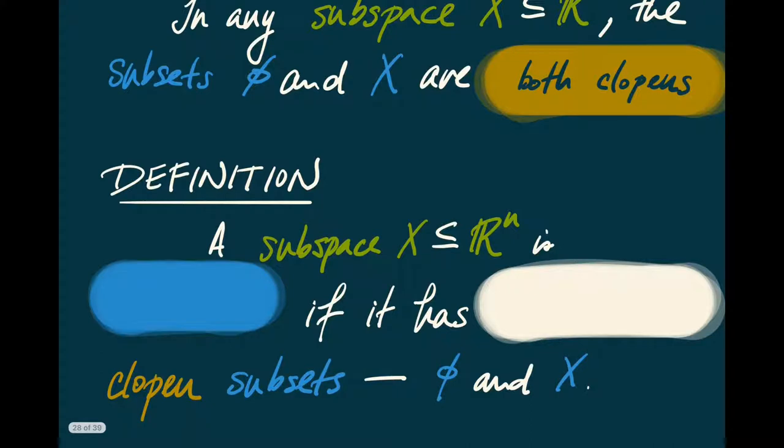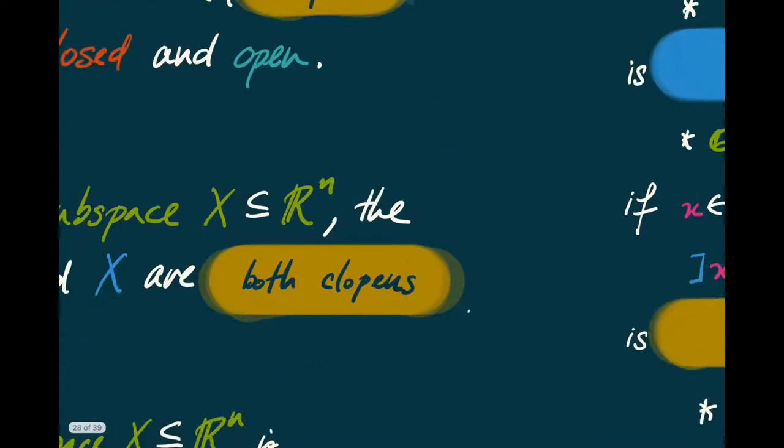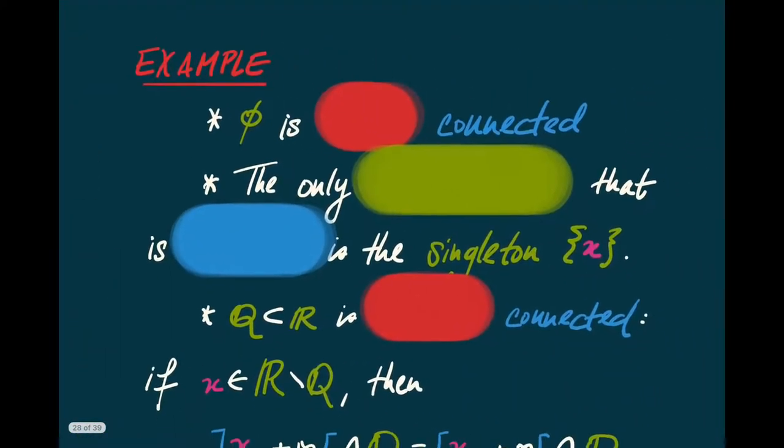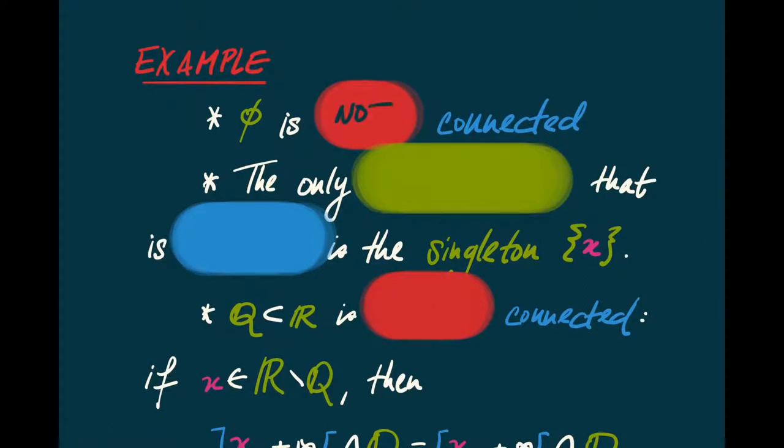A subspace X of Euclidean space is going to be said to be connected if and only if it has exactly two clopen subsets, the empty set and X itself. Well, one immediate corollary of that is that the empty set is not connected. After all, the empty set has exactly one clopen subset.